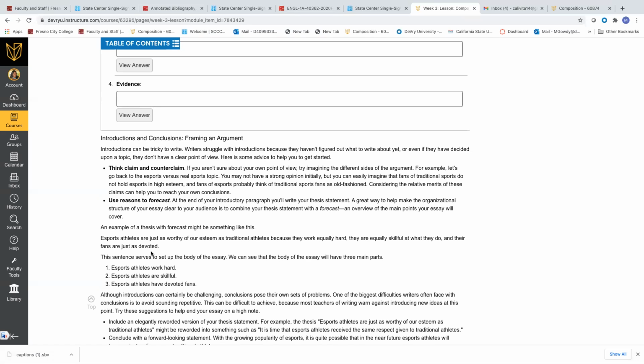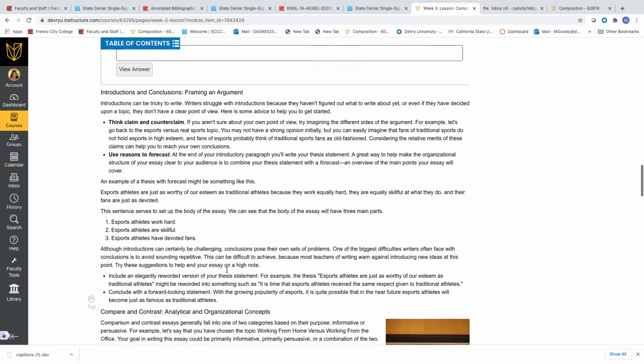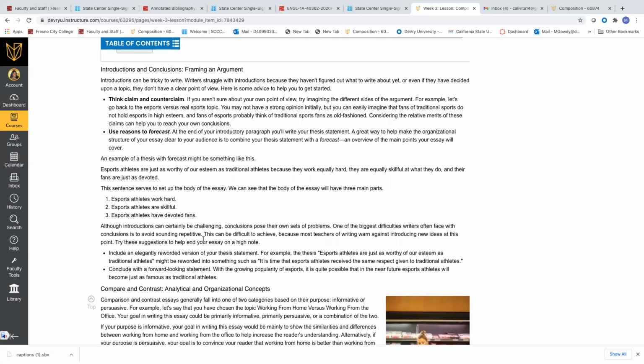Now, this sentence serves to set up the body of the essay. We can see that the body of the essay will have three main points just by what was said in the sentence above. So we'll just pull those points out. Esports athletes work hard. Esports athletes are skillful, and esports athletes have devoted fans.